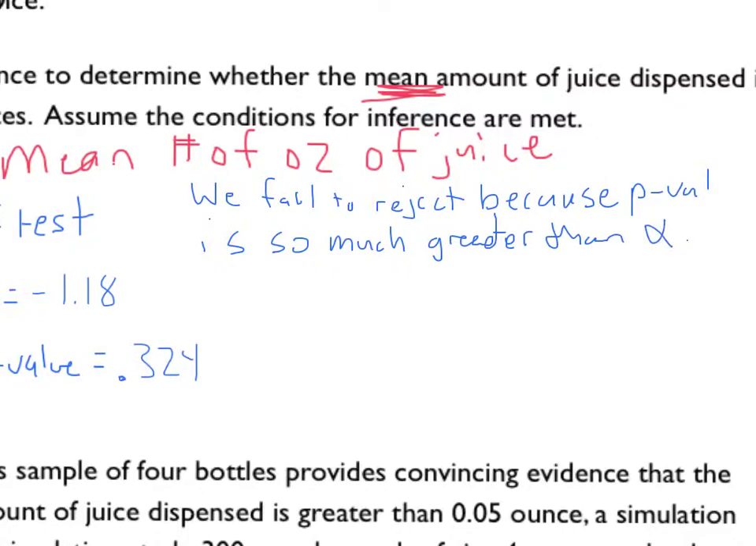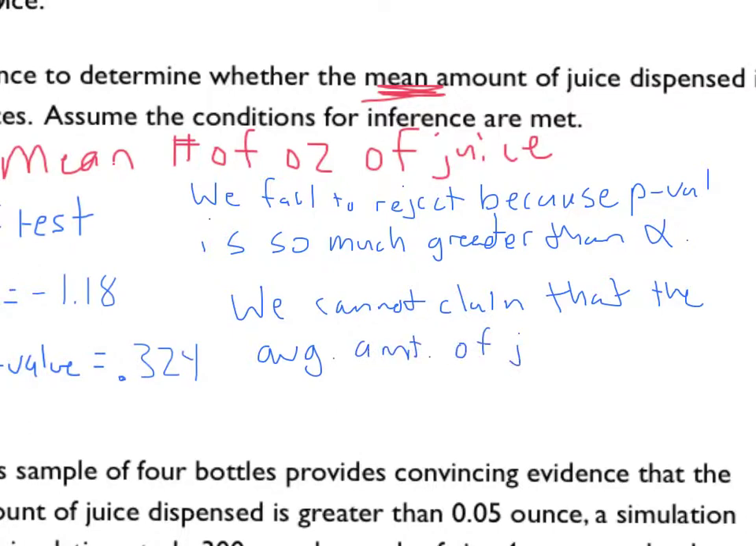And then we have to state what that conclusion actually means in context here. So in this case, we say we do not have the evidence, we cannot claim that the amount of juice has changed. So we cannot claim that the average amount of juice has changed. So we can write that out right there. And that's it. So you've gone through a full hypothesis test here.